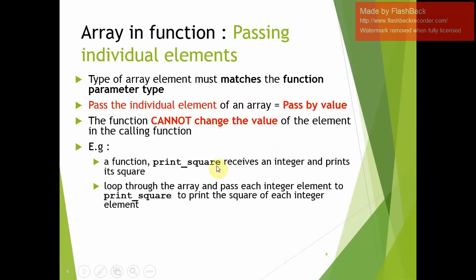So function print square just now receives an integer and prints its square. So the loop goes through the array and passes each integer element to print square to print the square of each integer element.